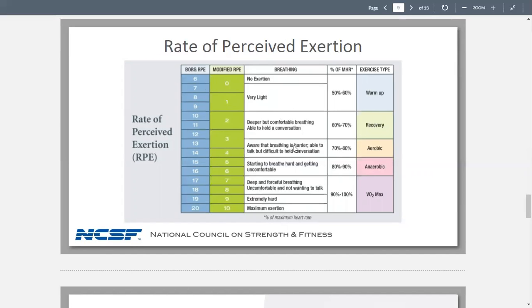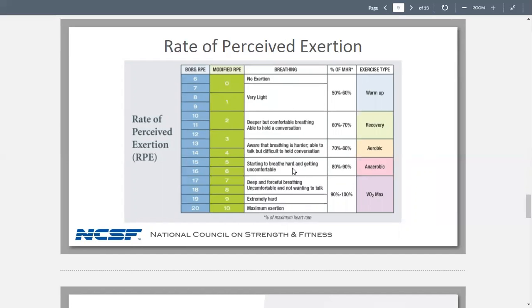Aerobic: you're aware that your breathing is harder, able to talk but difficult to hold a conversation. This is where you become a little bit more uncomfortable. This is your aerobic zone, at a 4 on your RPE scale, or about a 13 or 14 on the Borg scale. When you start to breathe hard and get uncomfortable, then you're in an anaerobic state. This is a 5 or a 6 on the modified RPE scale, or a 15 and 16 on the Borg scale. You've probably gone a little bit over intensity, and you're probably going to have to come back to aerobic.